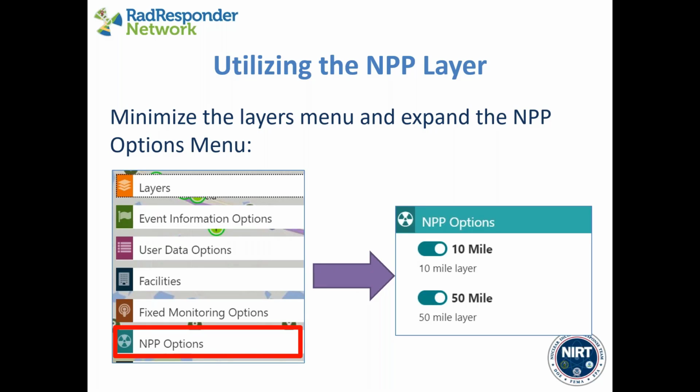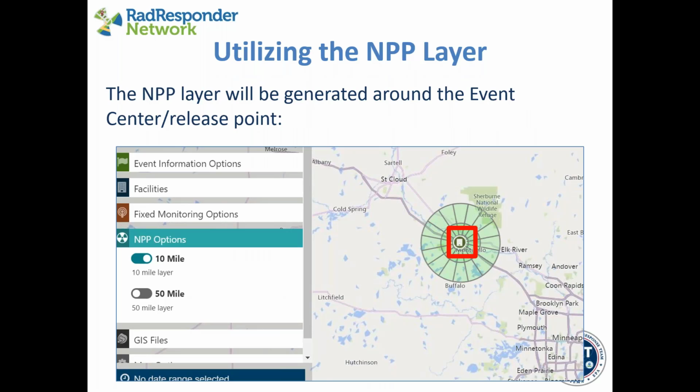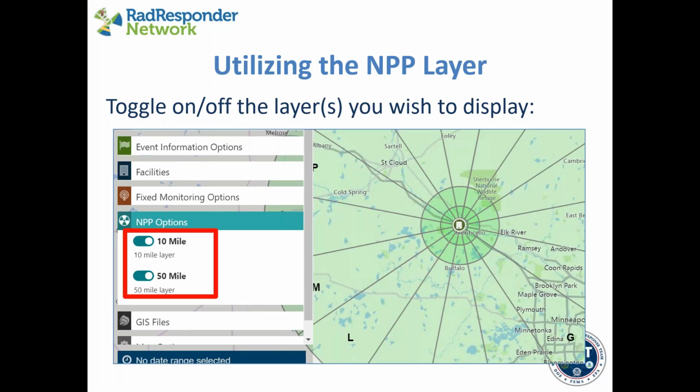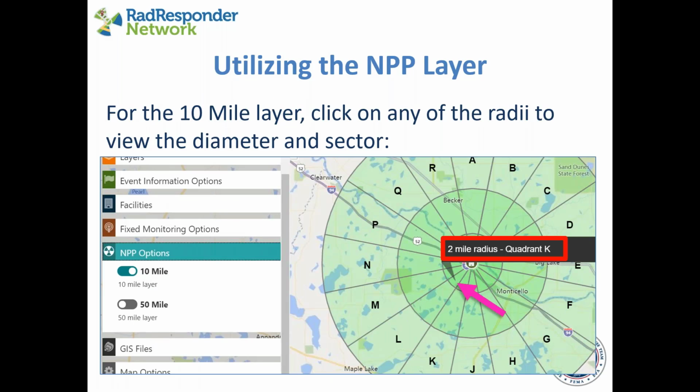You'll then collapse the layers menu and then open the NPP options menu, and this is where you can turn on the 10-mile and 50-mile layers. So just as a note, the NPP layer will be generated around the event center or release point. So whatever you chose as your event center / release point at the time of event creation is where that nuclear power plant layer is going to be centered. You can then toggle on or toggle off the layer or layers you wish to display on your event map. For example, I have the 10-mile layer turned on and the 50-mile layer turned off.